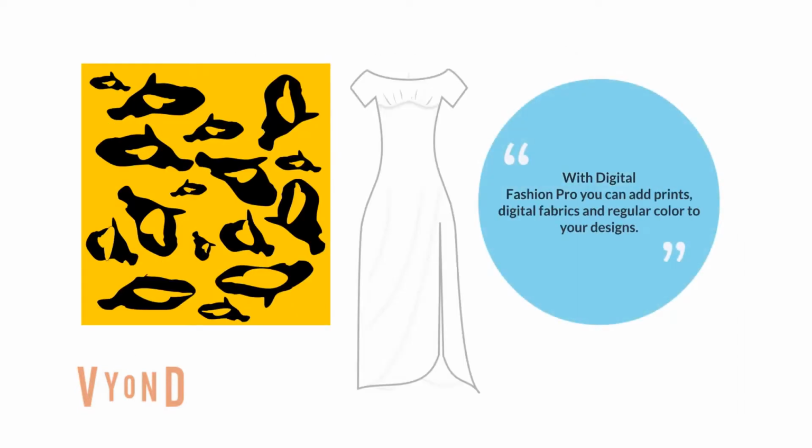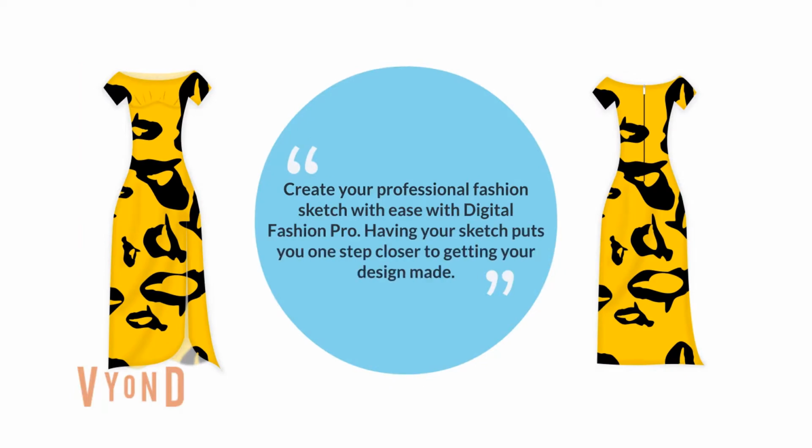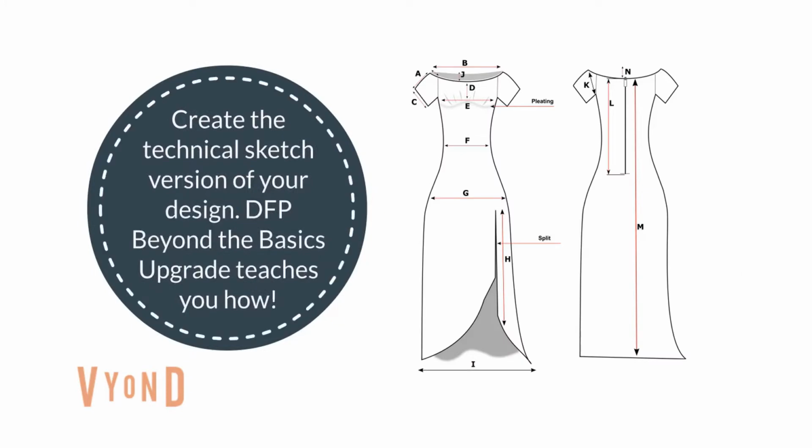After you create your base sketch, you can add fabrics, prints, artwork, logos and color. Design different versions of your design until you get to your finished version. Digital Fashion Pro comes with training that will teach you how to easily illustrate your designs even if you do not have experience. Next, you will want to create a technical sketch of your design. This simply means marking up your design. You will learn this on the Digital Fashion Pro Beyond the Basics upgrade.